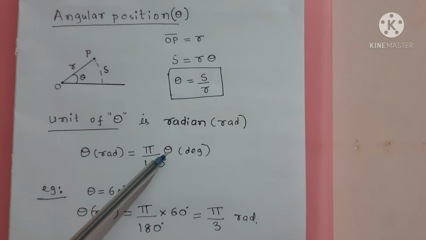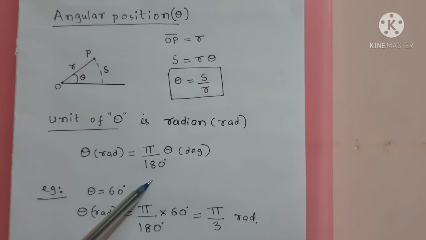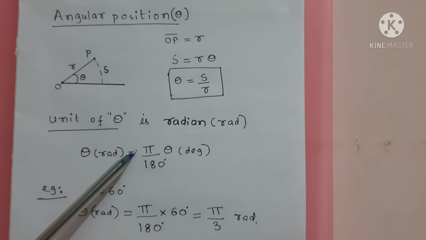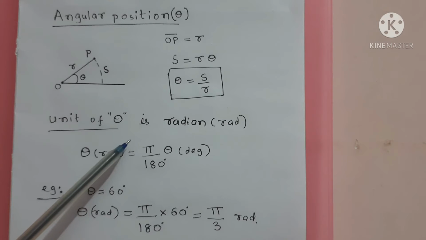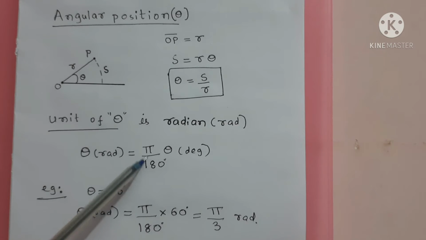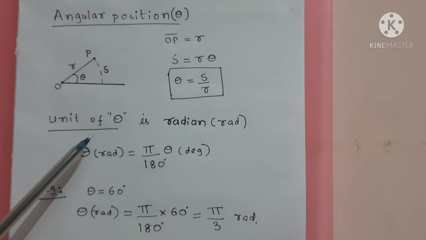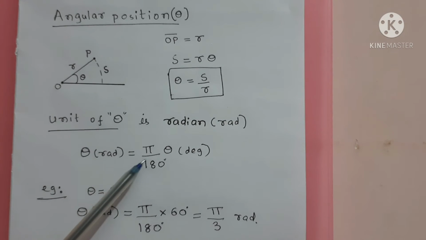Suppose theta is some value, 60 degrees. Convert that 60 degrees into radians. For that, what do we have to do? Pi divided by 180 into theta. Pi is one number, 22 by 7. So pi divided by 180 into theta, where theta is in degrees. So you are converting an angle into radians.